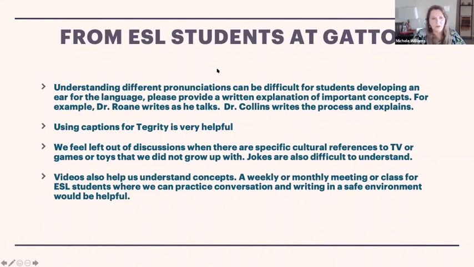And then with regard to the discussions with students and their suggestions, our students at Gatton gave me some suggestions for improving their experience. Understanding different pronunciations can be difficult for students developing an ear for the language. So please provide a written explanation of important concepts. Again, that ability to see the written version and hear the spoken version can be really helpful. So structured notes that students can fill in, or writing the words as you talk can be really helpful. Use captions for integrity. Now we're using Panopto and Zoom. That's also very helpful, as I mentioned before.